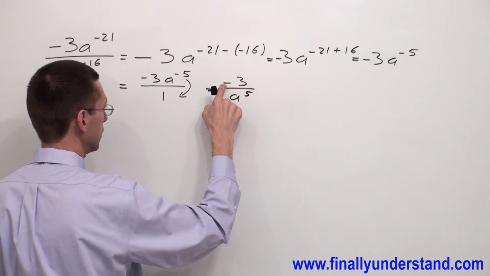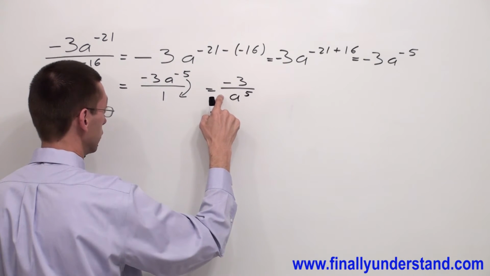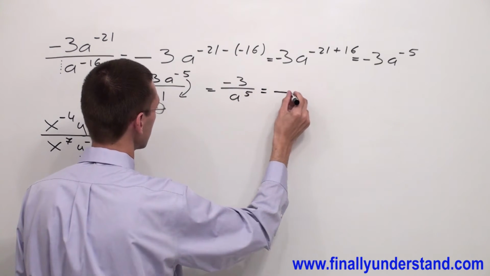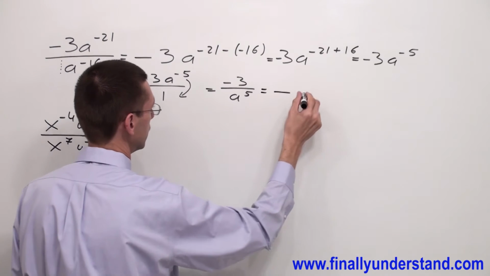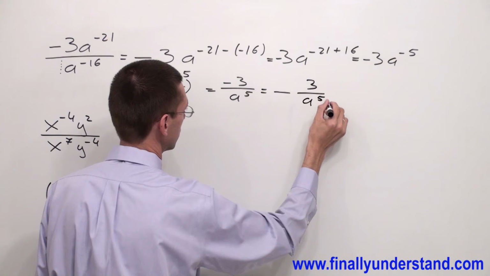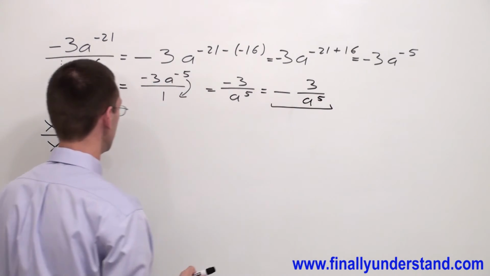Again, a negative sign divided by an invisible positive is always negative. That's why my answer is going to be negative 3 over a to the 5th. This is the solution to my problem.